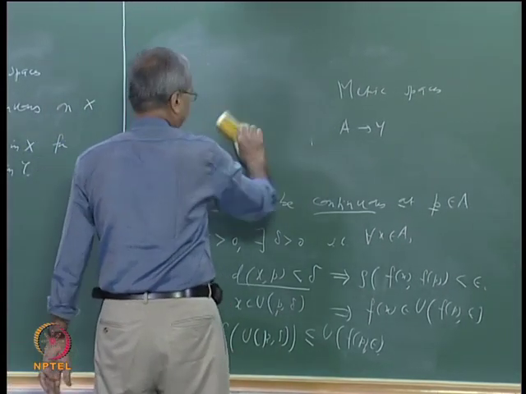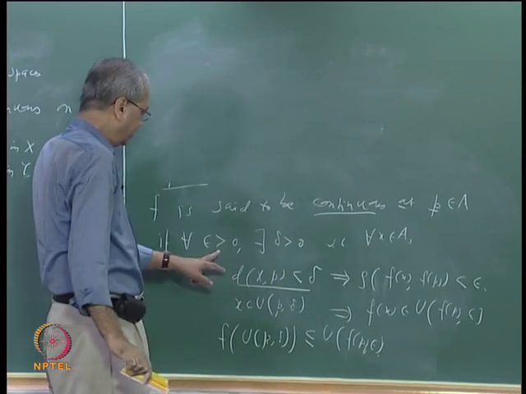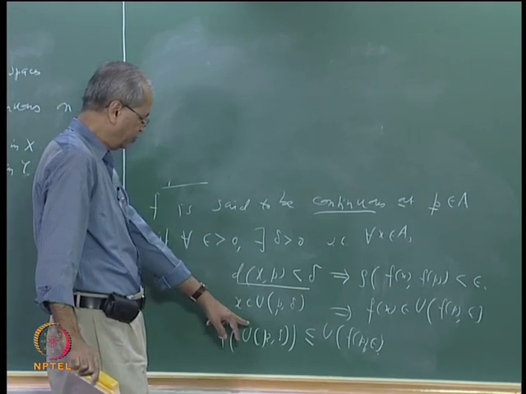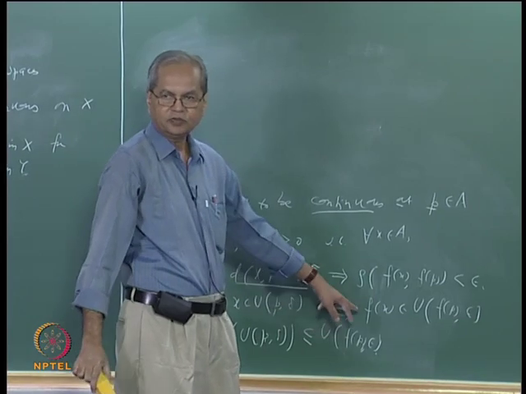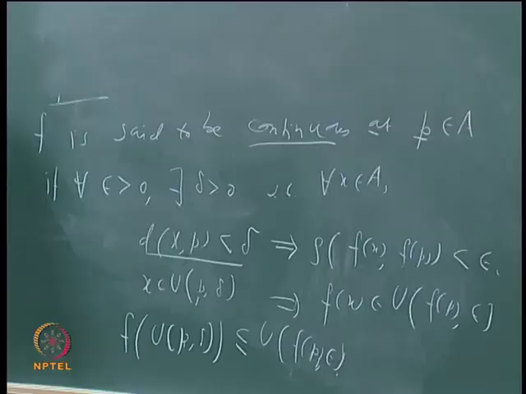So saying that f is continuous at a limit point means for every epsilon there should exist a delta such that f of the open ball with center at p and radius delta should be contained in the open ball with center at f(p) and radius epsilon. We shall make use of this in this proof. All right.